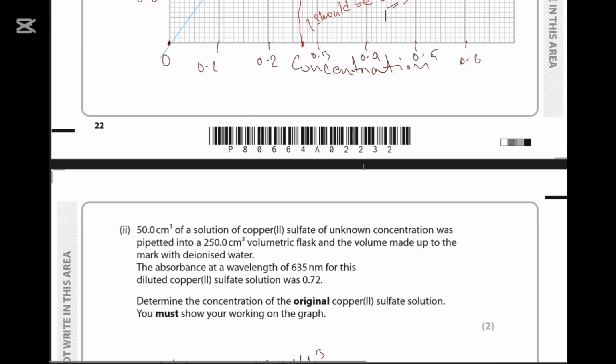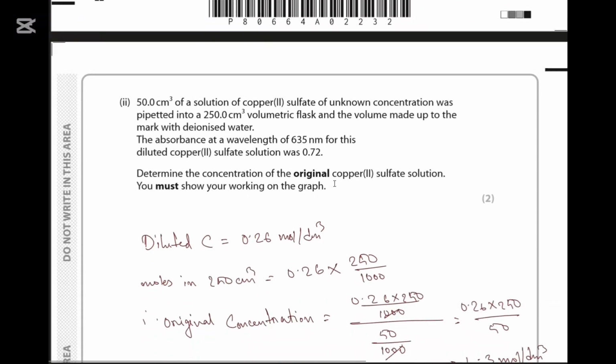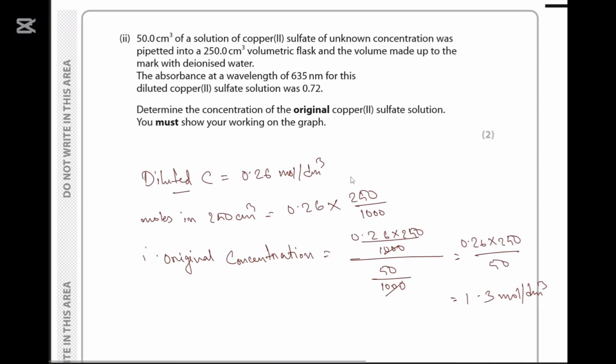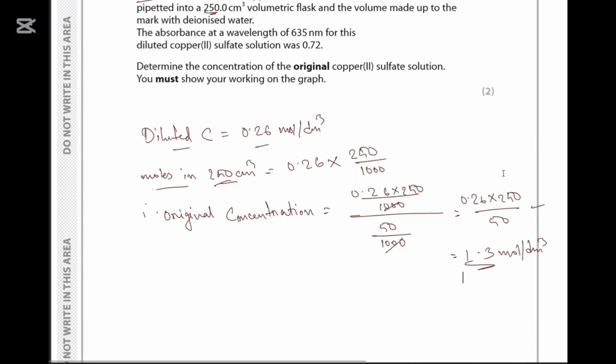So since I know that it's 0.26, I know that the diluted copper concentration is this. Therefore, I can find out how many moles there are in 250 cubic centimeters: 0.26 times 250 by 1000. Therefore, the original concentration would be, so this is in 250 cubic centimeters. So what would be in 50 cubic centimeters? I can just divide this by this and be left with this, and I get the original concentration.